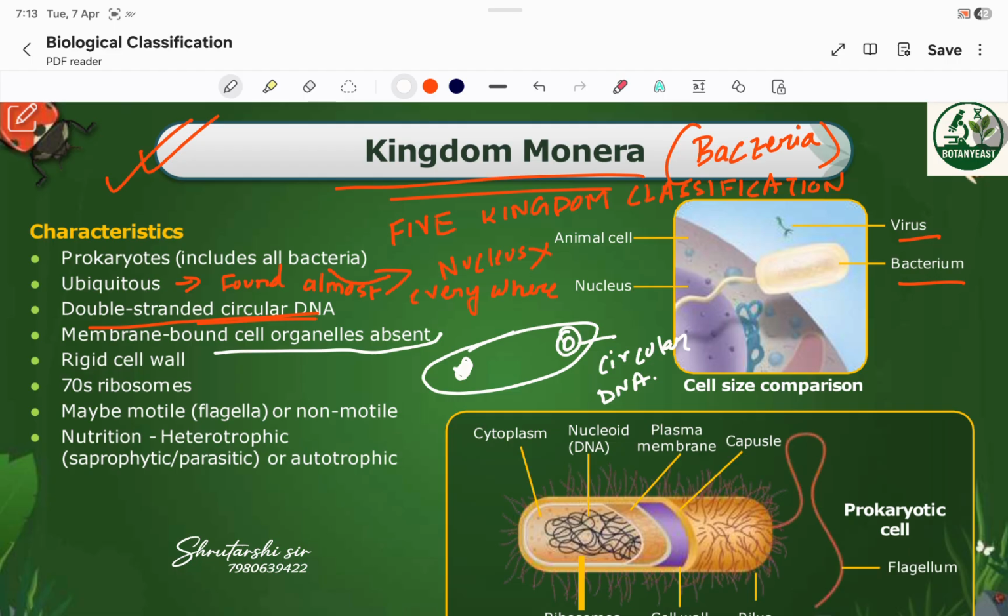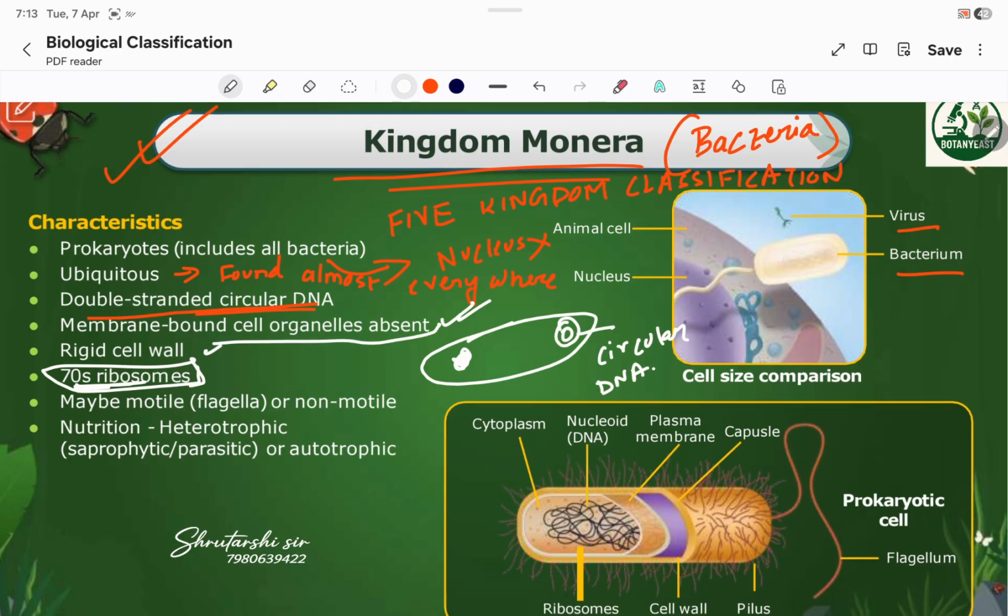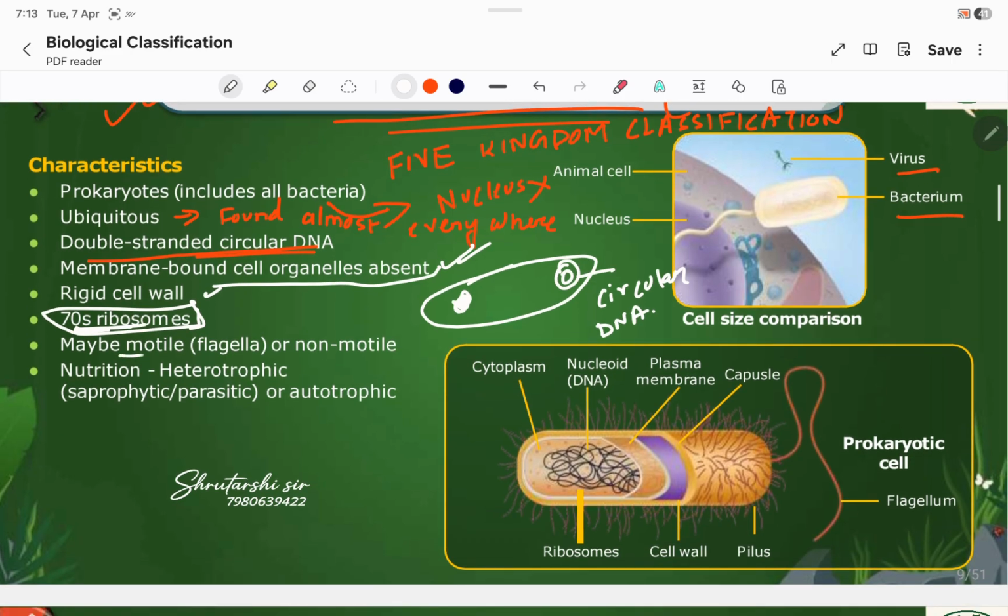Membrane bound cell organelles are absent. There are no membrane bound cell organelles. The cell wall is very rigid or hard. The type of ribosome found in prokaryotes is 70S. Remember it. They can be motile. That is, this is the flagella of the bacteria. Suppose this is a bacteria and it is having a flagella. It will be able to move.